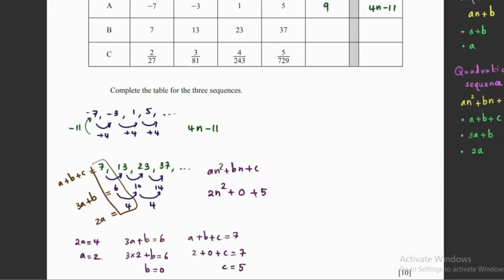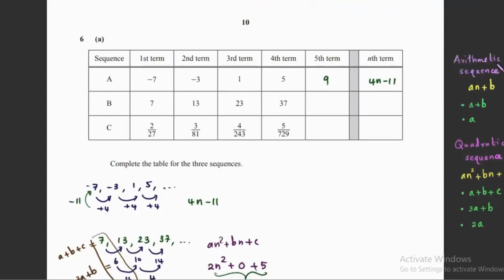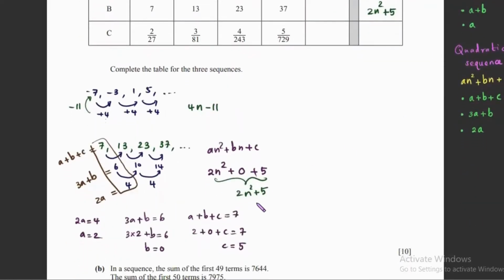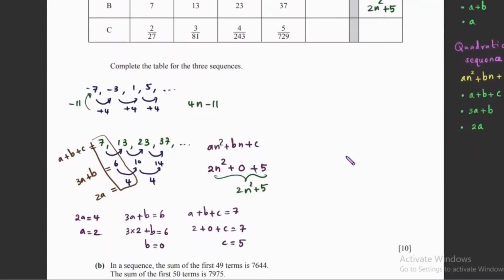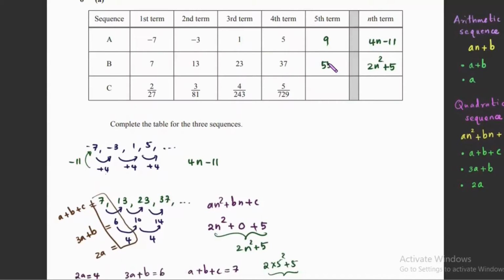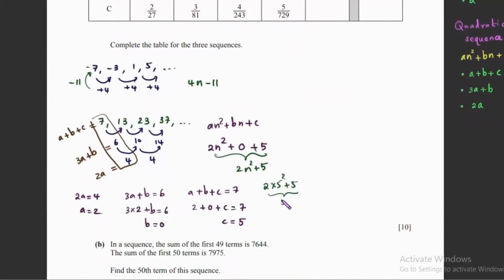Now this can be written as 2n squared plus 5. This is the nth term of this quadratic sequence. So 2n squared plus 5 is the nth term of this quadratic sequence. If I'm to find the fifth term, I need to do 2 times 5 squared plus 5. When I do 2 times 5 squared plus 5, it will give us the value of the fifth term, which will be equal to 55. So I'm going to put that 55 here.